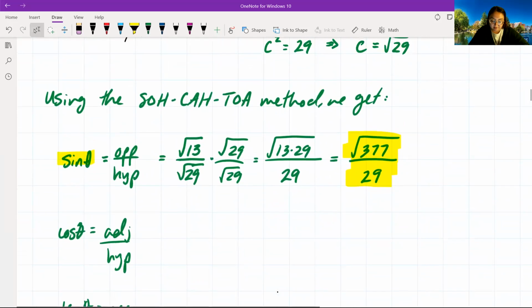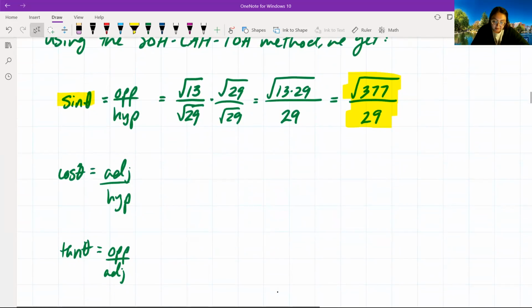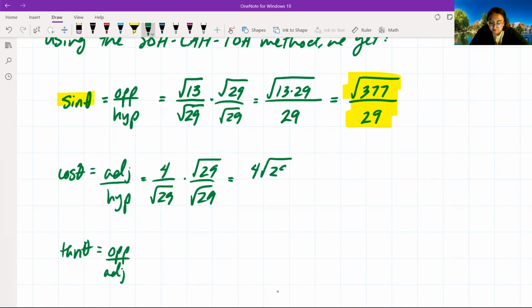And for cosine of theta, we have our adjacent over hypotenuse, so this is going to give us 4 over the square root of 29. And once again, we don't like the square roots being in the denominator, so we'll multiply by the square root of 29 over the square root of 29. Now when we solve for this, we get 4 times the square root of 29 divided by 29.